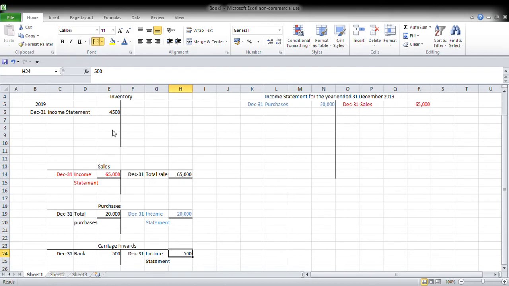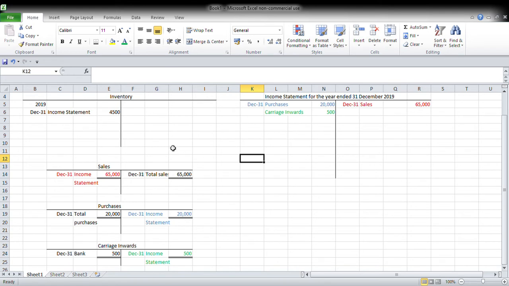Okay, so let me just close off this carriage inwards figure to my income statement. I would put this in another color. Let's say I'll put this as green, so you can see the double entry. Okay, so credit here, debit here. Okay, carriage inwards. So notice this carriage inwards is on the same column as your purchases. Just like in your normal income statement report, you would add your carriage inwards to purchases. That's why they're on the same side.